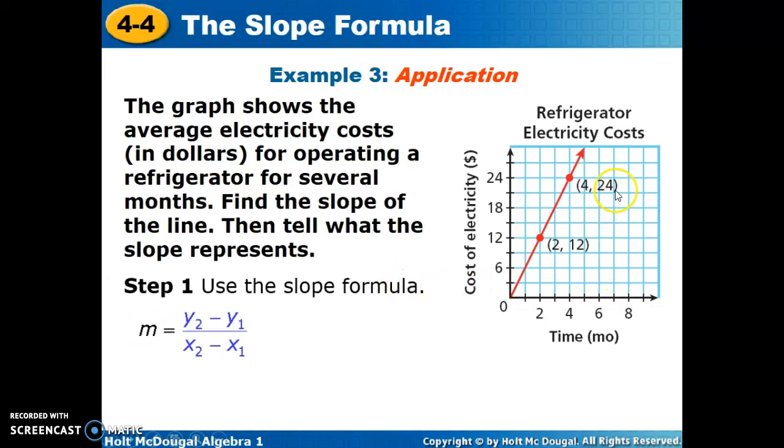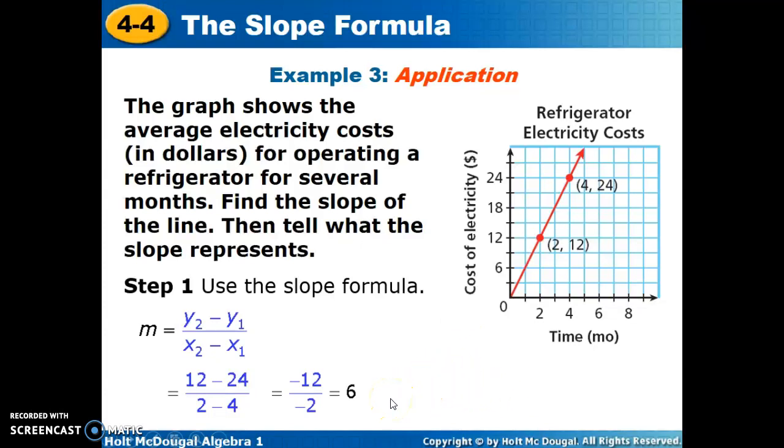Well, we can simply use our slope formula. From here, I can see from 12 to 24, we went up 12. And from the x quantities, we went over 2. So negative 12 over negative 2, or positive 12 over positive 2, yields a positive 6 slope. Our objective is to be able to explain what that means.